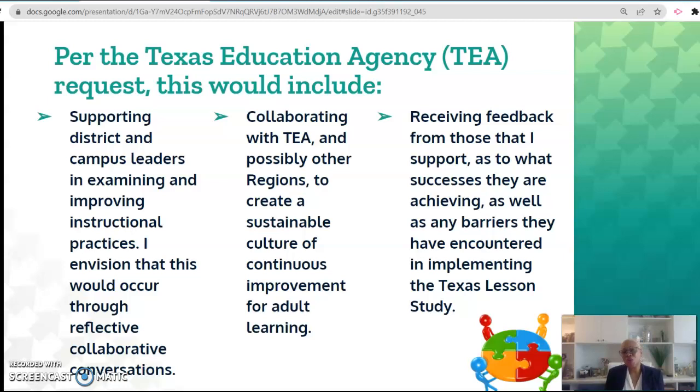And the third request is receiving feedback from those that I support as to what successes they are achieving, as well as any barriers that they've encountered in implementing the Texas Lesson Study. Just as we want the teachers to reflect on their practice, I would also want to reflect on the practice of our teachers being successful with implementation of this, and if they're not, what changes or modifications or what support can be provided.